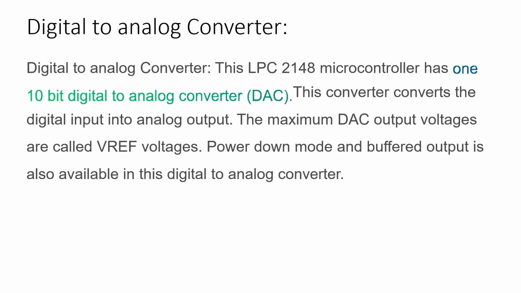Next one is the digital to analog converter, D2A. The maximum voltage is called V reference. In this converter, power down mode and buffered output facility are also available. Buffer means we are using delay flip-flops to store the data. And also power down mode to reduce the power consumption.